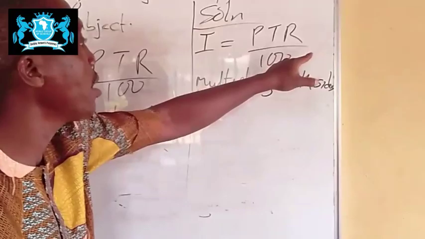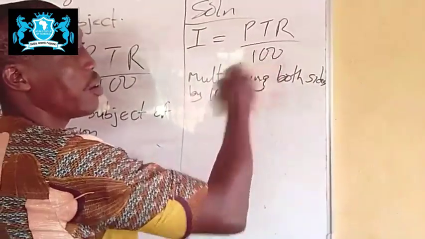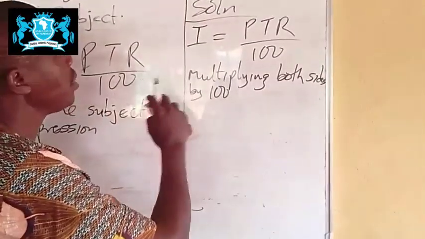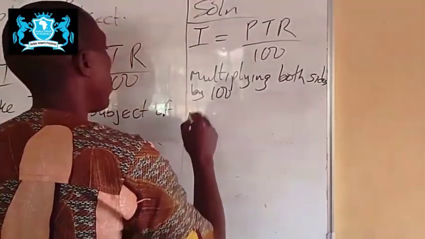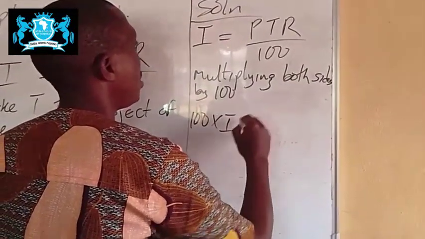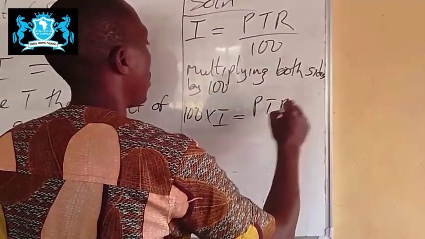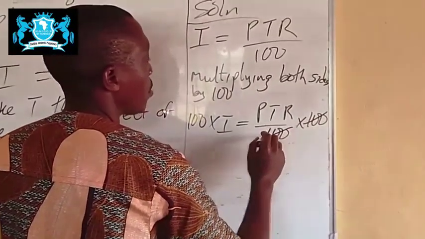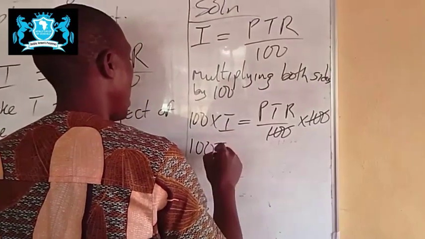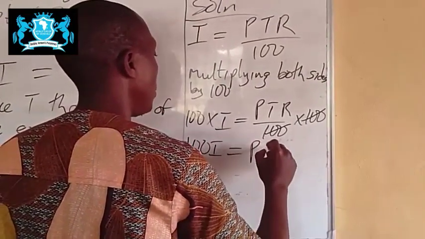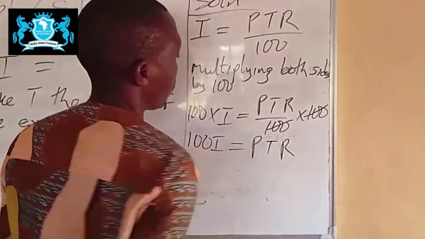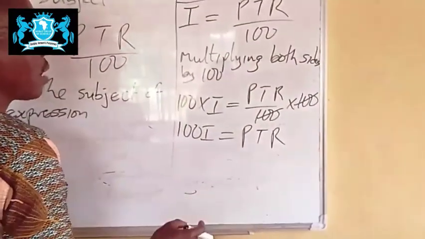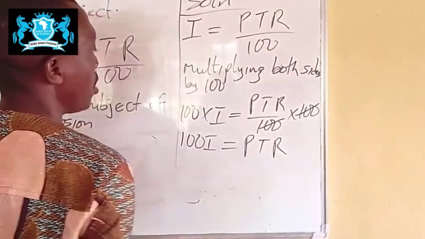I would have said multiply the right-hand side where the 100 is by 100 without touching the left-hand side, but I would be violating the rule of equation. So I will have 100 multiplied by I is equal to PTR over 100 multiplied by 100. The 100s cancel, leaving us with 100I is equal to PTR. I've succeeded in eliminating this 100. Next is for me to mark out between P and R which one to eliminate first.